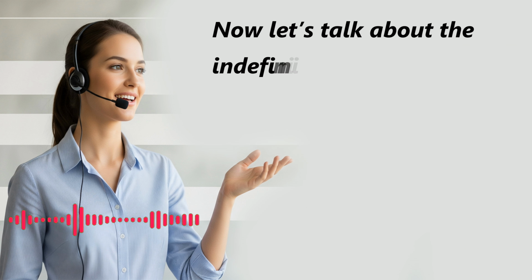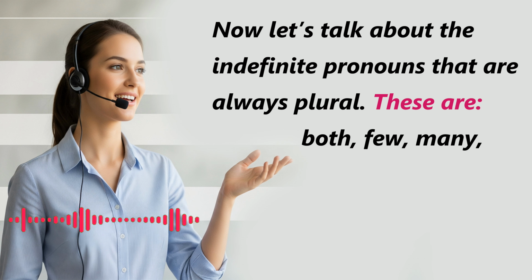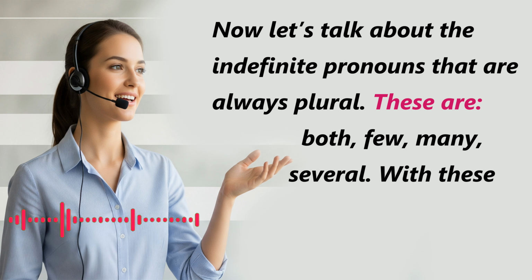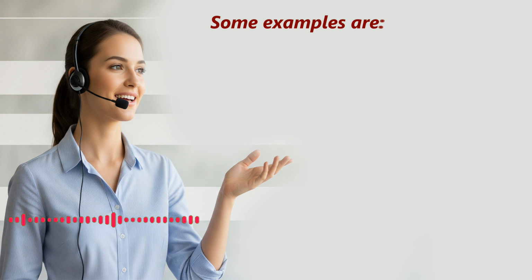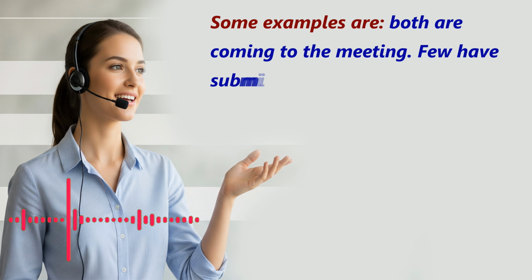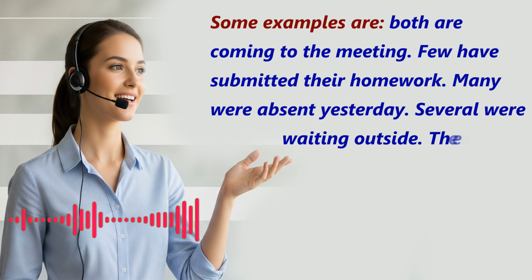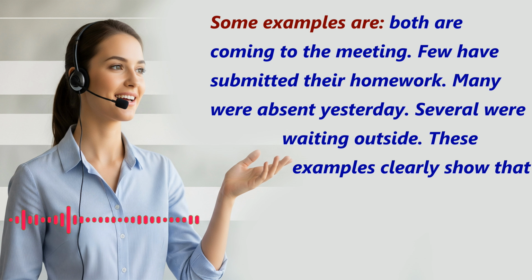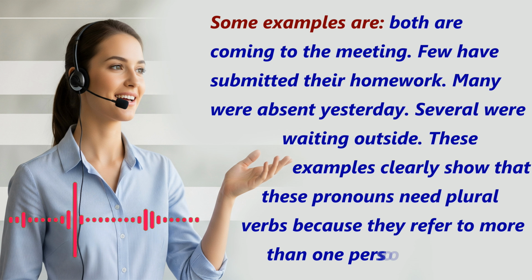Now let's talk about the indefinite pronouns that are always plural. These are both, few, many, several. With these pronouns, we always use plural verbs. Some examples are, both are coming to the meeting. Few have submitted their homework. Many were absent yesterday. Several were waiting outside. These examples clearly show that these pronouns need plural verbs because they refer to more than one person or thing.